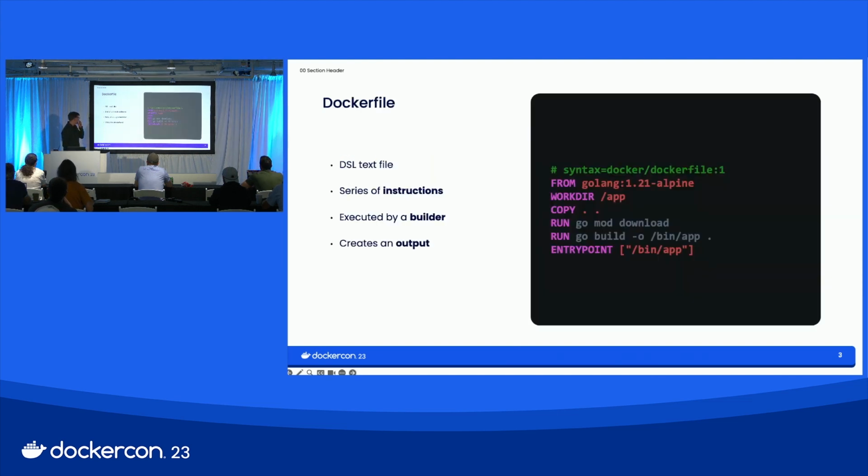So let's get into it. It all starts with the Dockerfile. The Dockerfile is the build instructions that executes the steps of your build. And it's a DSL text file. The syntax is kind of like SQL or Squeal. And it contains a series of instructions that are executed by a builder to create an output.